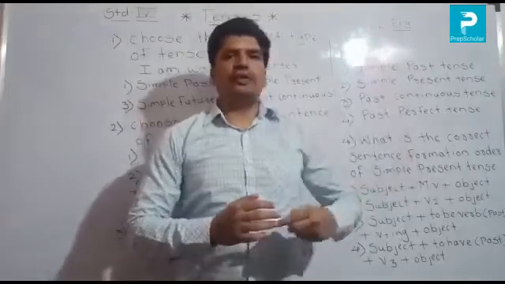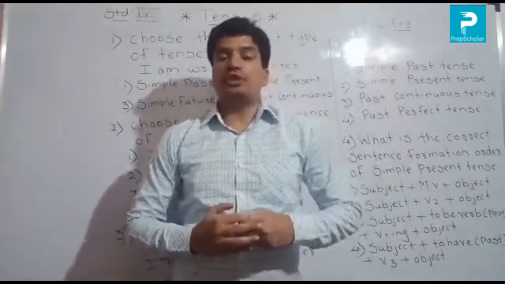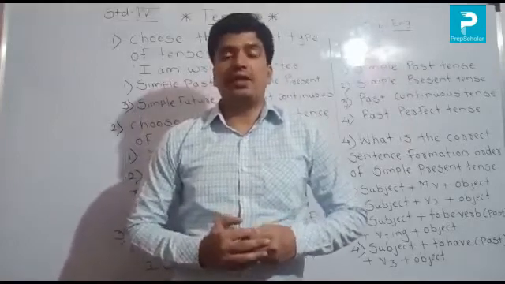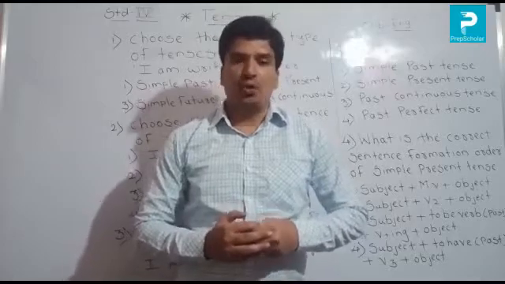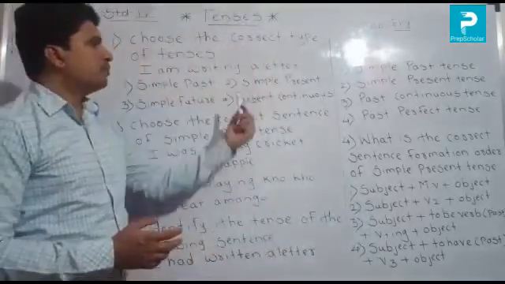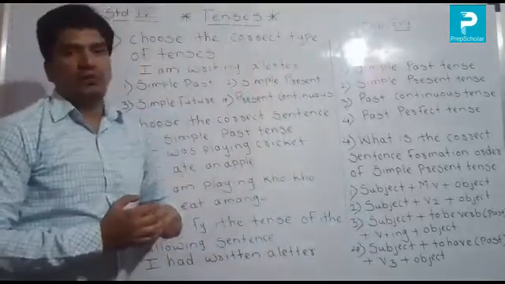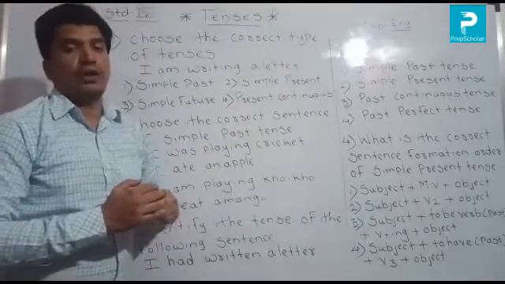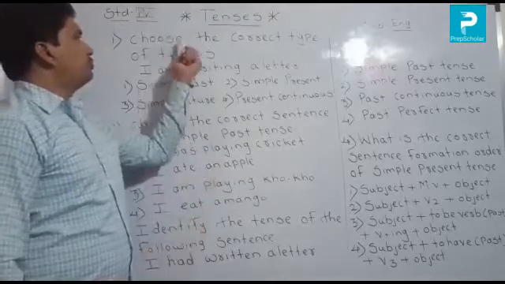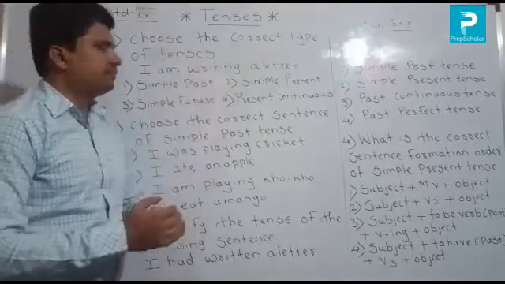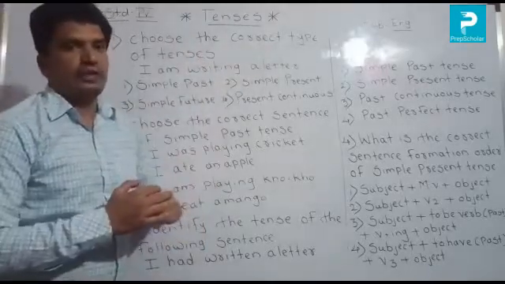So here are some questions on tenses as they come in your exam. The questions come like this on tenses. Every question has 4 options, one option is correct, and each question has 2 marks. So look at the board. Here are some questions on tenses. Now we'll try to solve them. So everyone look at the board and listen carefully. Number 1 question is, choose the correct type of tense.